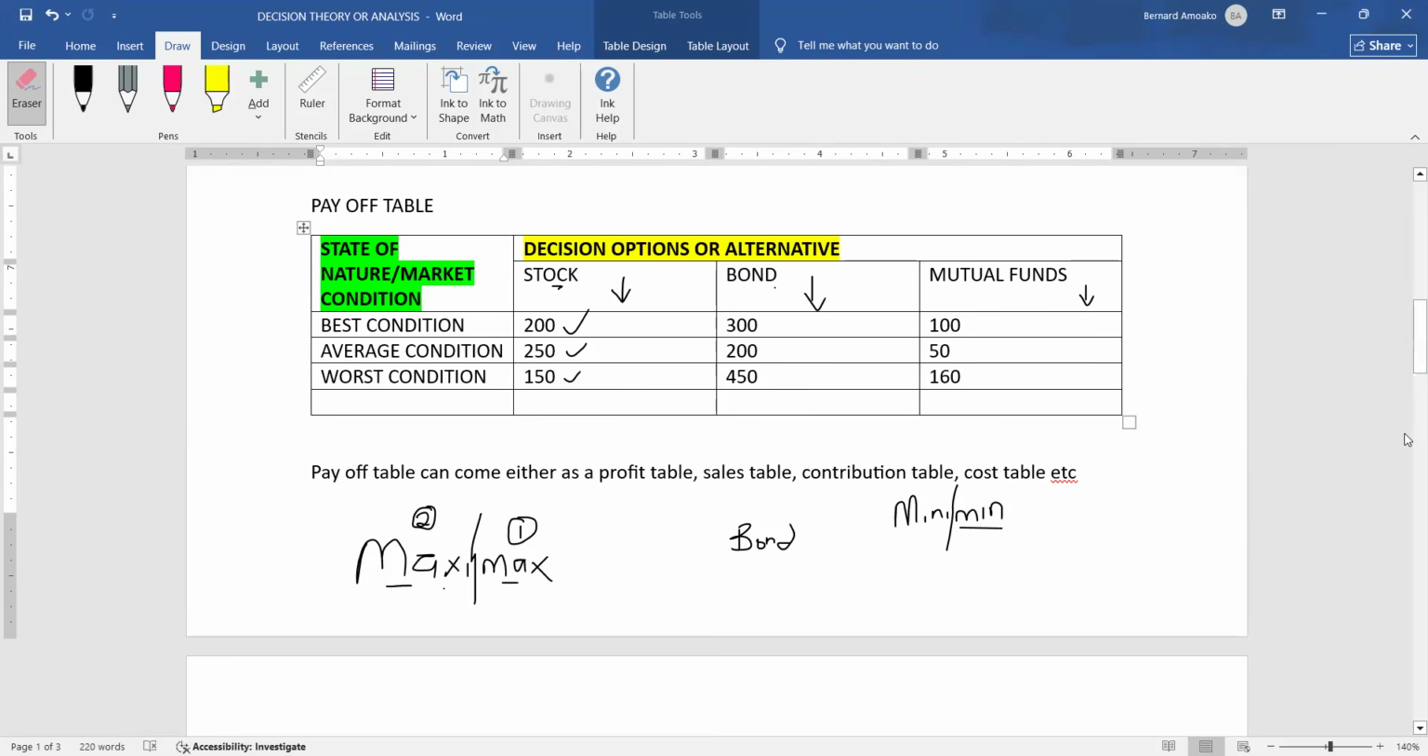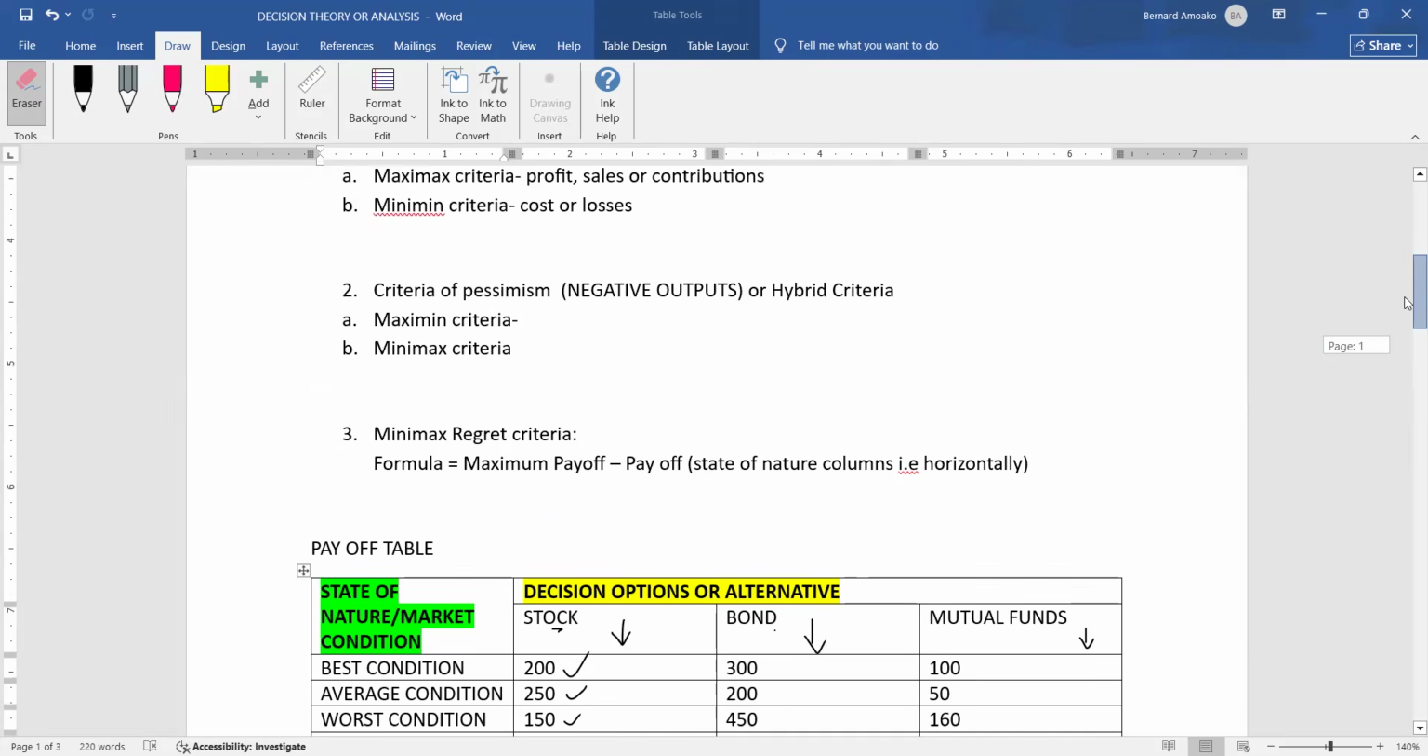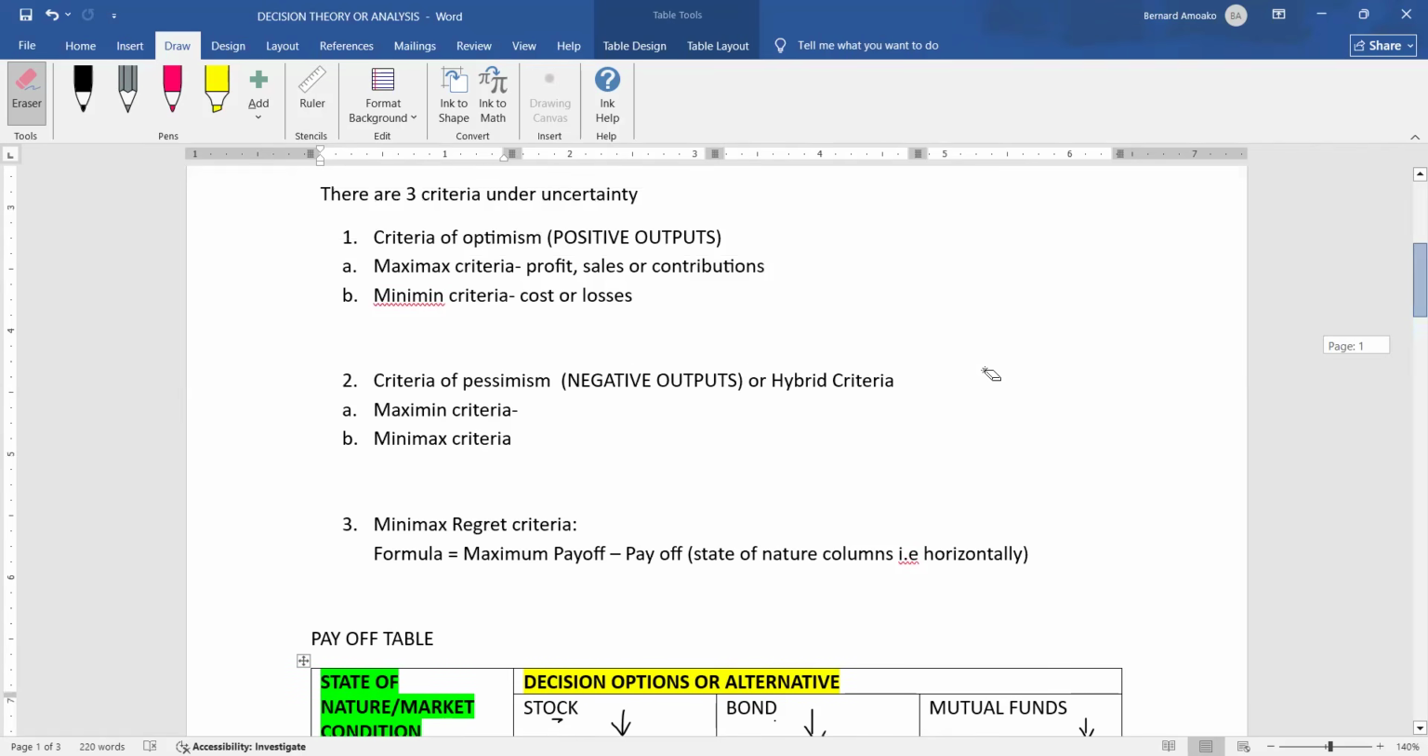Now, I said that there are three criteria under the decision of uncertainty. Now, to be uncertain about the information that is readily available, you are likely to do three things. What we call the criteria of optimism, that is looking out for a positive output, and the criteria of pessimism, which is a negative output. And then we have the minimax regret criteria, which means that we'll prepare a regret table first before we come and prepare this. Now, under the positive, we are saying that there are two things here. We have what we call the maximax criteria and the minimin criteria.